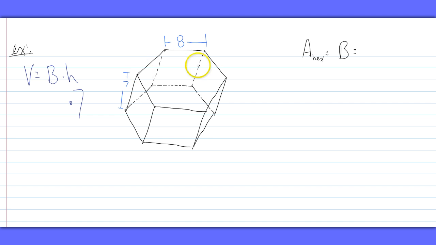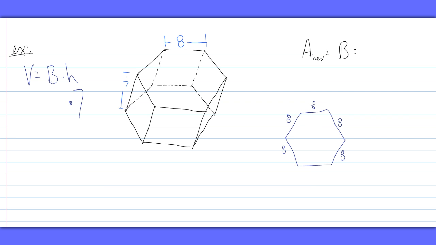But now I need to find the area of this regular hexagon, and that's going to take a little bit of work. So off to the right, we can start it over here. The area of the hexagon is what we're calling capital B. And if we draw a regular hexagon, what we know is that each side is equal to 8. And this side is 8 as well.